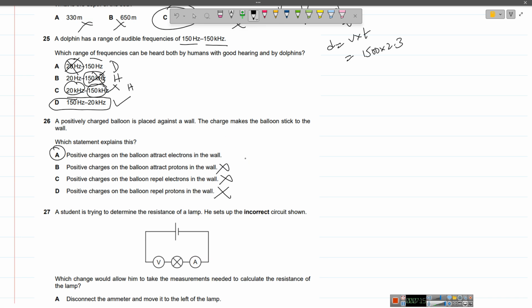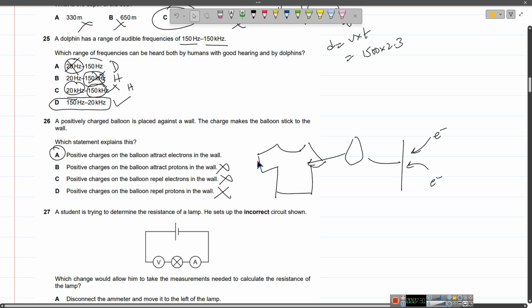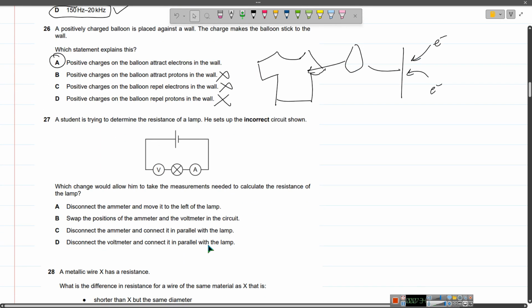You remember the PhET simulation with the T-shirt and the balloon, right? So that's the simulation, if you remember the balloon one. The balloon was rubbed with this and with the wall. So all the electrons came closer, right? So it's the electrons that come closer to the positively charged balloon.